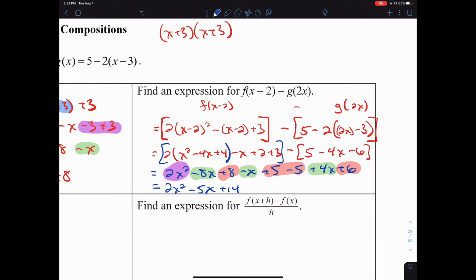Oh, I did make a mistake. Right here, when I distribute this negative 2 times 2x is a negative 4x. Negative 2 times a negative 3 is a positive 6. When I then subtract and distribute this minus 5 minus 4x should be a minus 6. Which means when I combine 8 and negative 6, I get positive 2, because this plus 5 and minus 5 still cancel. All kinds of room for error there.